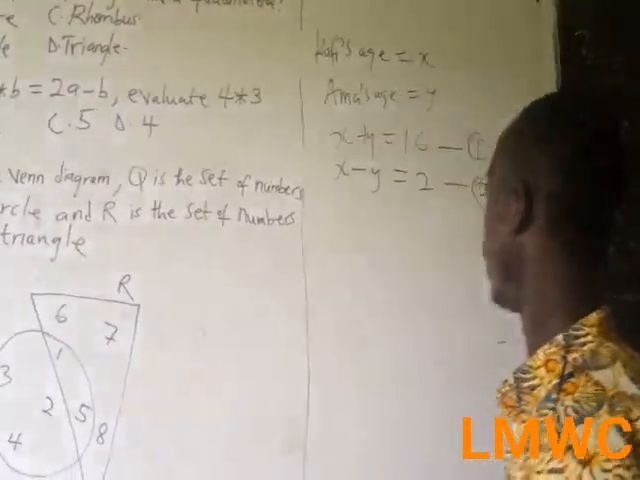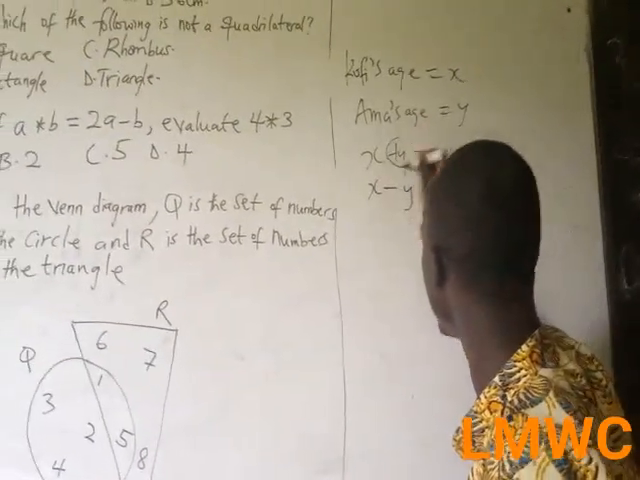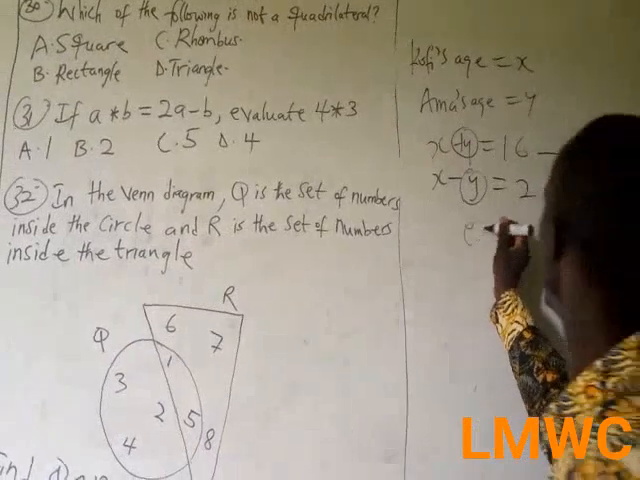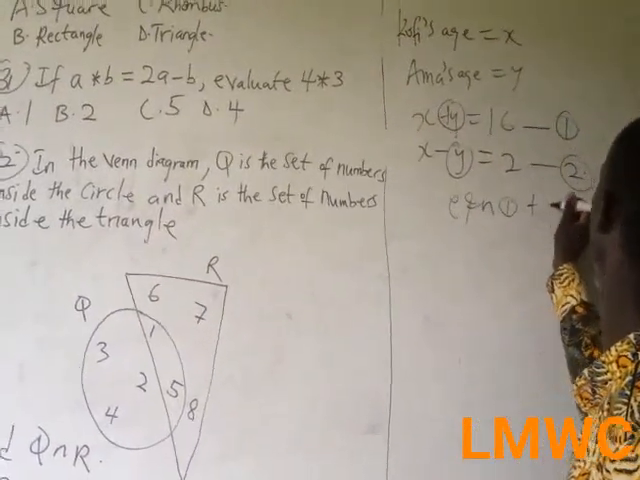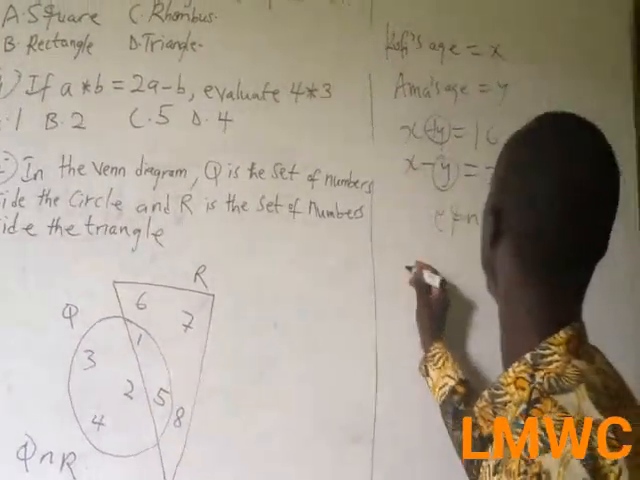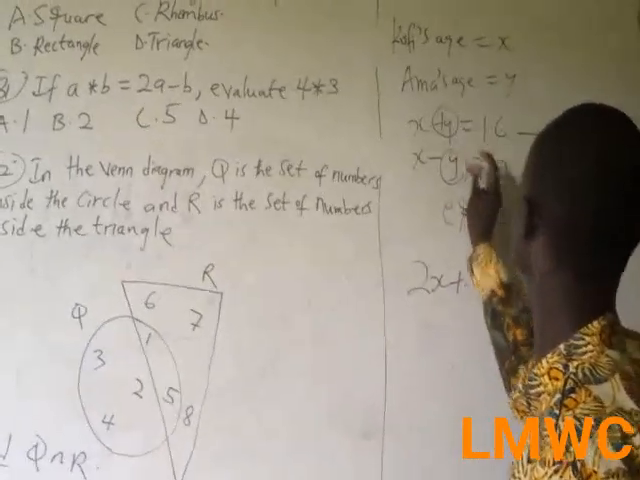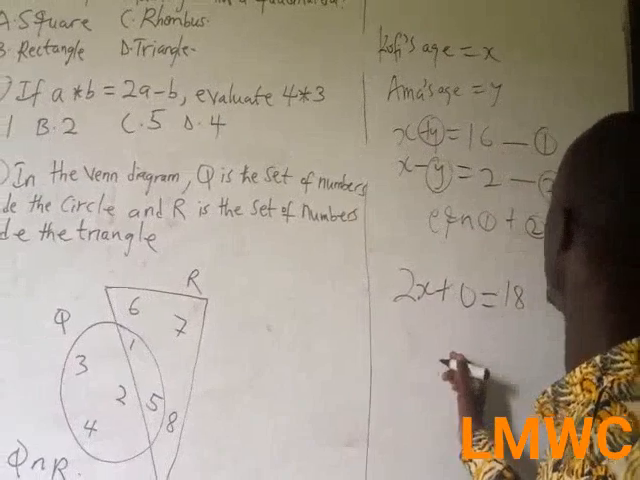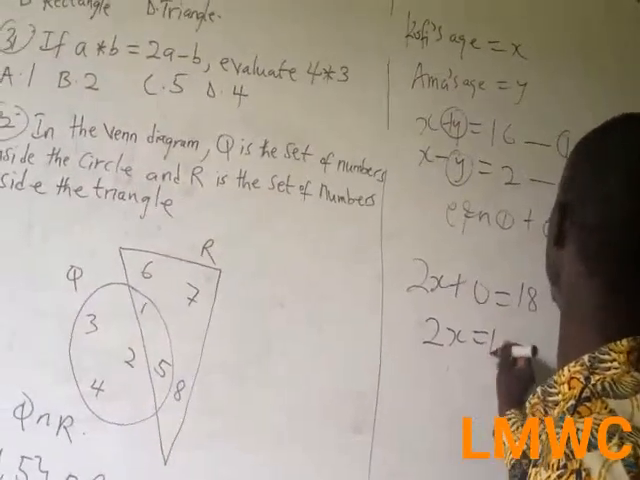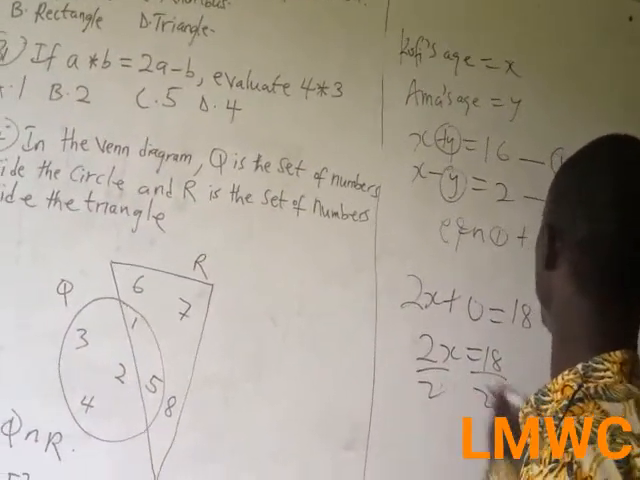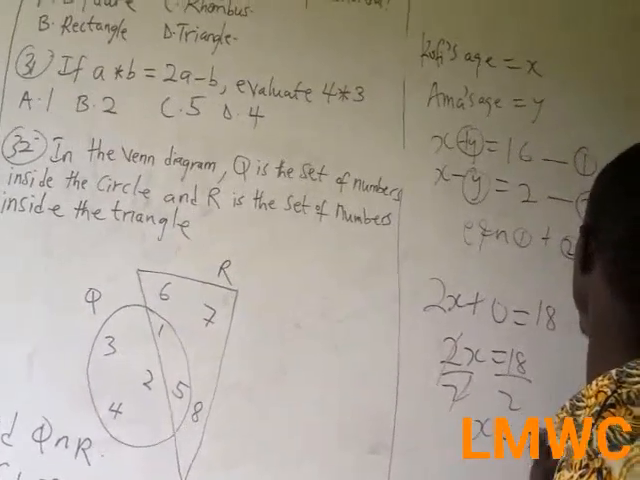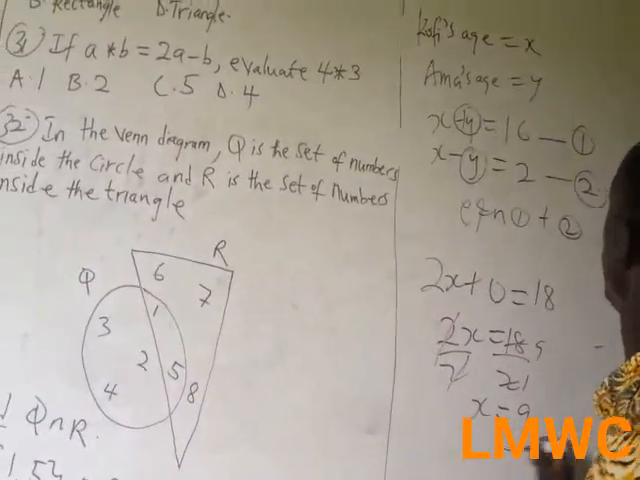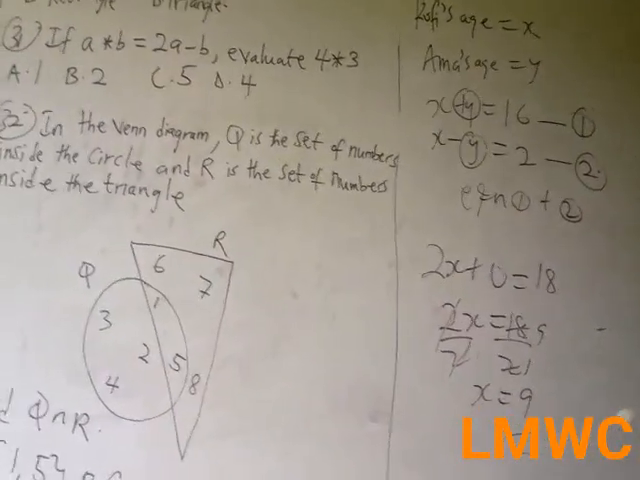So we have equation 1, equation 2. We now have a simultaneous equation, so we can eliminate this y. So equation 1 plus 2. So this plus this, we have 2x plus 0 equal to 18, because 16 plus 2 is 18. So 2x is equal to 18. You divide by 2. We have x is equal to 9. So we now have Kofi's age as 9.